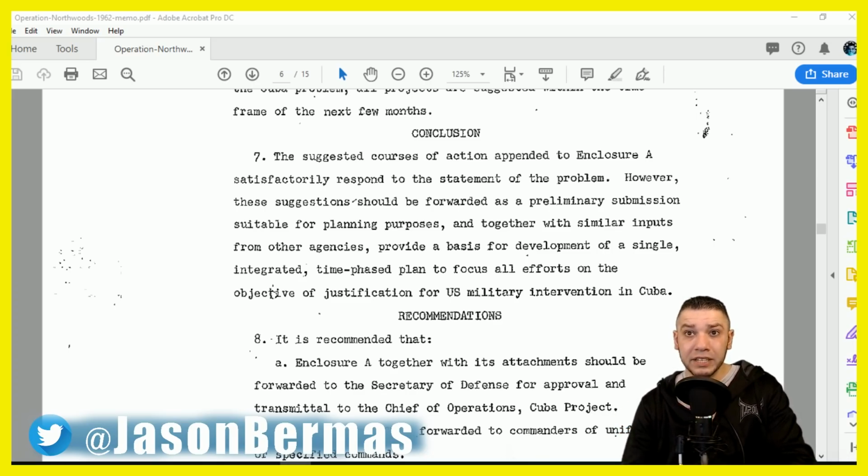However, these suggestions should be forwarded as a preliminary submission suitable for planning purposes, and together with similar inputs from other agencies, provide a basis for development of a single, integrated, time-phased plan to focus all efforts of the objective of justification for military intervention in Cuba. What's that mean? All hands on deck. Let's get going. We need all resources.